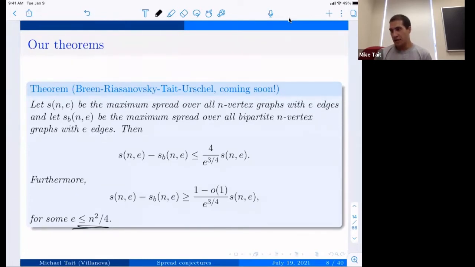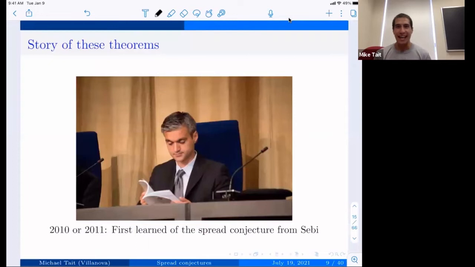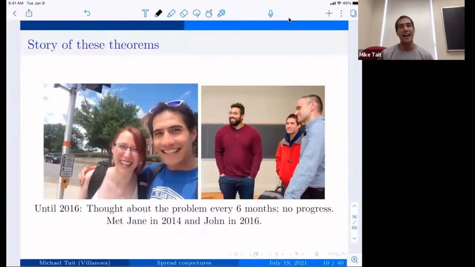Okay, so I want to say the story of these theorems. And the reason I'm so happy to give this talk is that this is the problem that I've been thinking about the longest in my life, actually. So I first learned of this problem, this spread conjecture problem, 10 years ago when I was a student at Delaware. Sebi told me this, and I really liked this problem. I thought it was really interesting, a fun problem to think about. And so I thought about it a lot, and every few months I would sit down and try to solve it. And I didn't make any progress. So I spent 5 years thinking about it and not having any good ideas, basically.